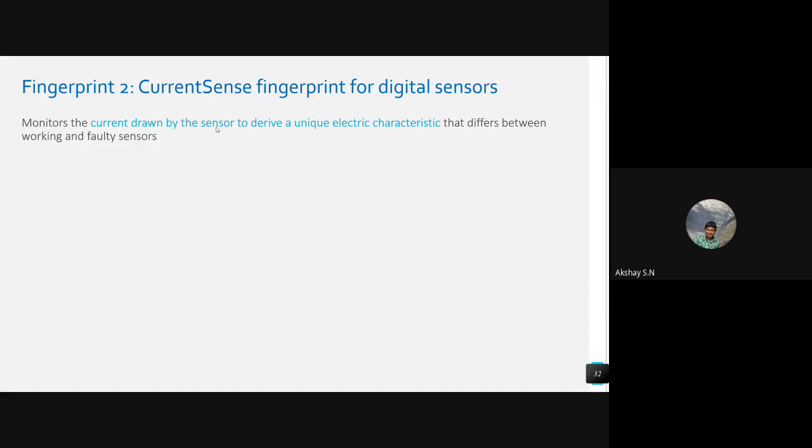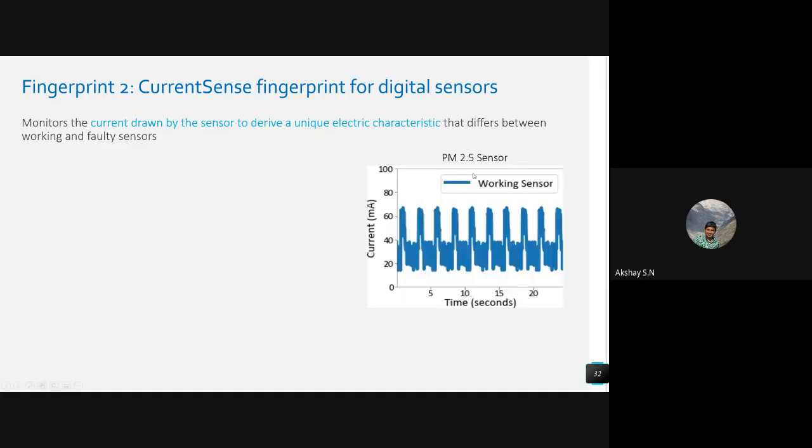What I mean by that, right, is here is a pollution sensor and this is the current profile of the pollution sensor. Okay, this x-axis is time, y-axis is the current consumed by the sensor. As you can see, over time, there is a repeated pattern of the current consumption, right? This clearly shows there is a pattern of current being consumed by the device, right? This is for a working sensor.